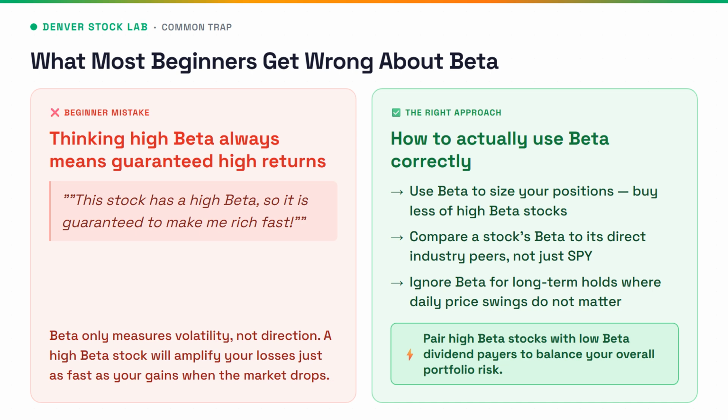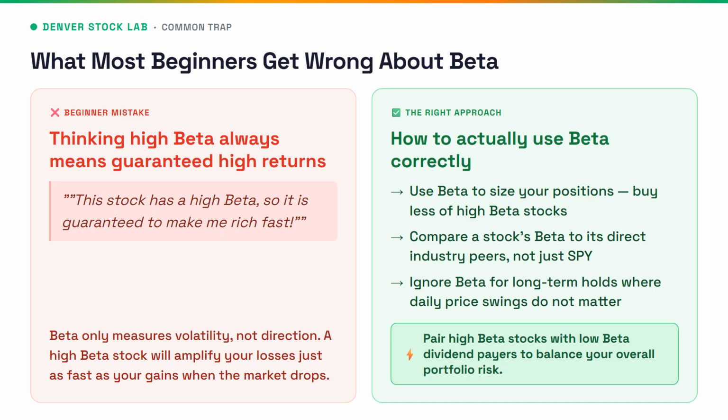A great pro tip for beginners is to balance your portfolio like a scale. If you want to buy a high beta stock like SMCI for its growth potential, pair it with a low beta, high-quality dividend-paying stock. This creates an equilibrium. The low beta stock acts as an anchor, stabilizing your portfolio and paying you steady income, while the high beta stock provides the engine for potential high growth runs.